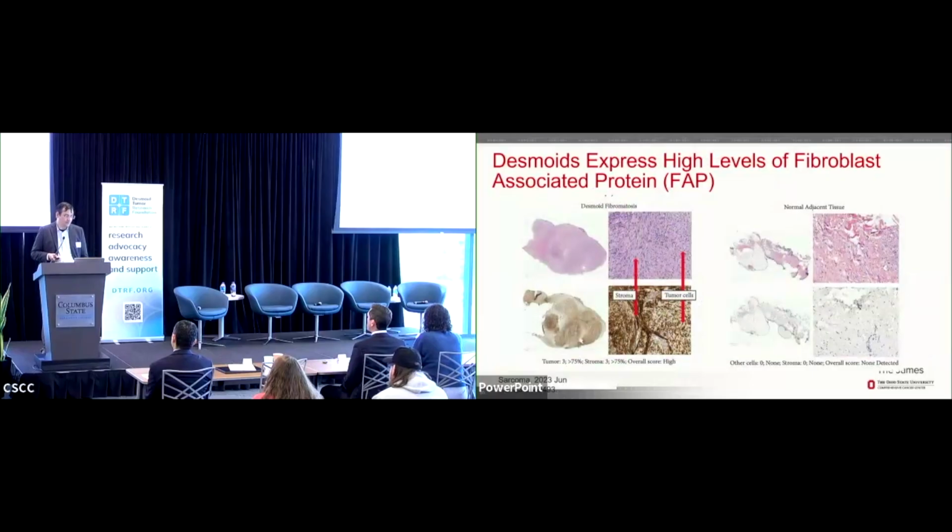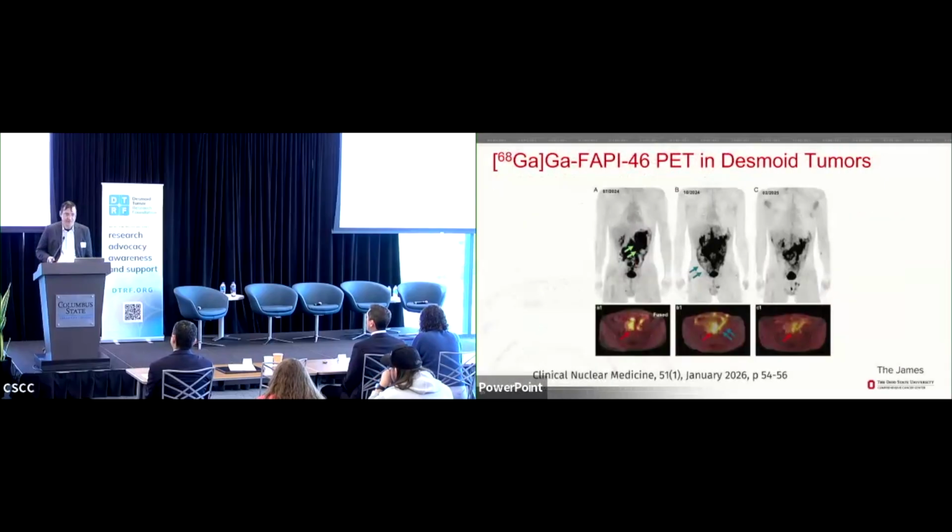One particular protein is called fibroblast associated protein, FAP. This is not the same FAP as we've been talking about before. This is a protein specifically. Brown indicates high levels of expression. So here's a desmoid tumor with very, very high levels of FAP. It's among the highest levels that we'll see in any tumor, and almost none in adjacent healthy tissue for these patients. There are scans that can measure how much FAP is present in a tumor.